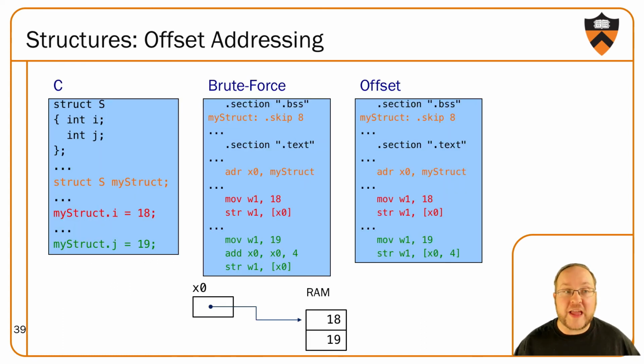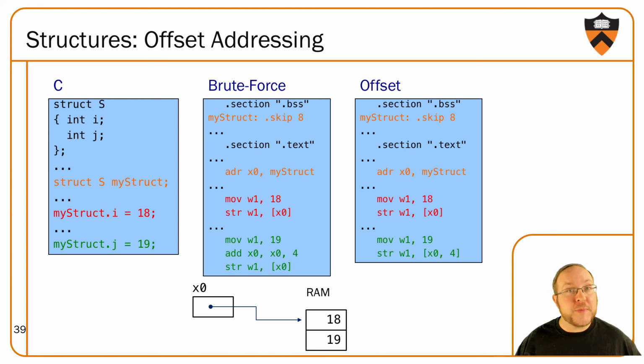So here's our result with A, and this works. We are going to here do a move W1, 19. That puts 19 in the register that we want to store out of, and then we store from W1 into x0, comma 4. That is x0 plus 4.